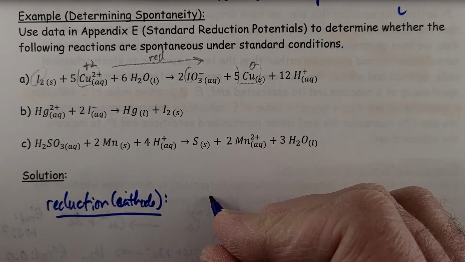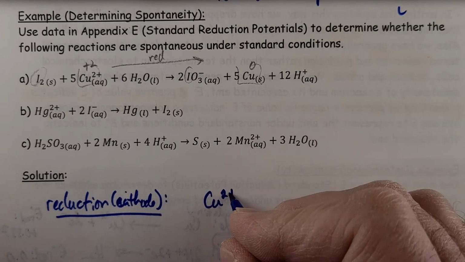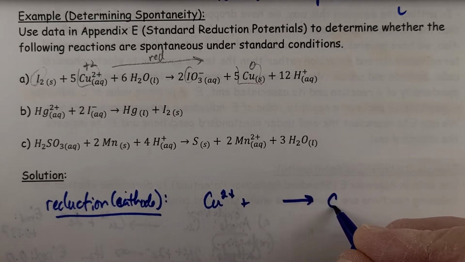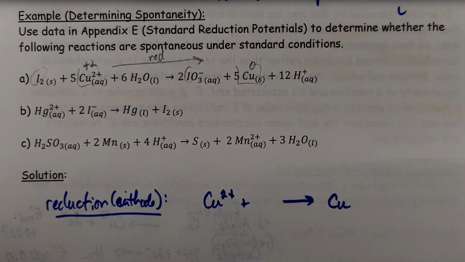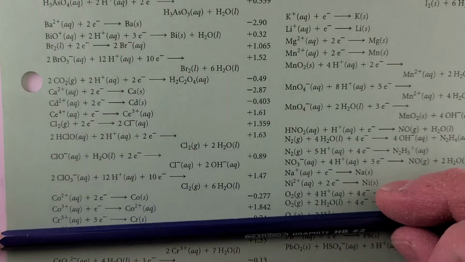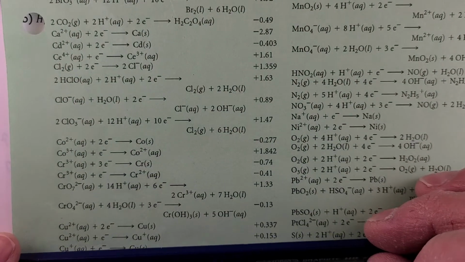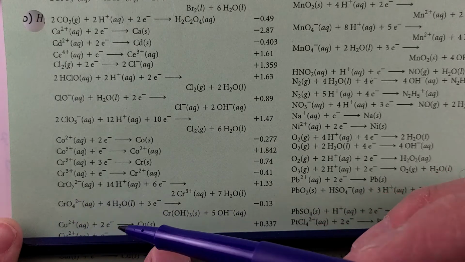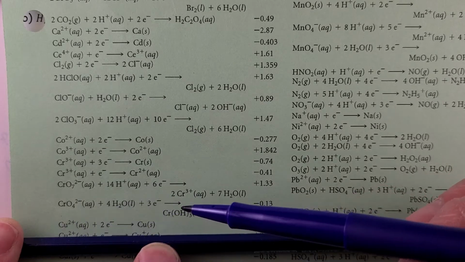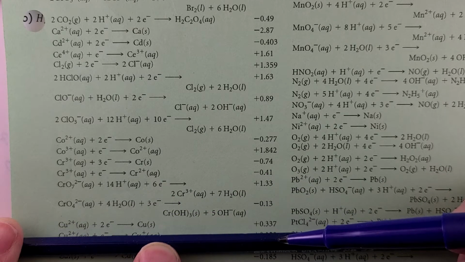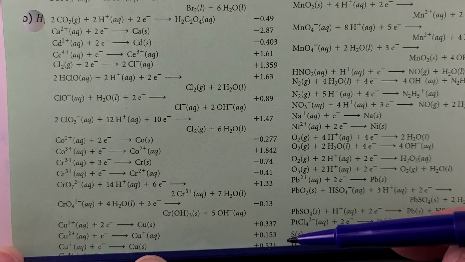So copper 2 plus. I know I'm going to have to add some electrons in order to get it to copper solid. And if I look over here, we've looked at this one before. Copper 2 plus going to copper solid. It's right here. So 1 to 1 is the ratio, 2 electrons for every 1 copper. That's going to give us plus 0.37, I believe.